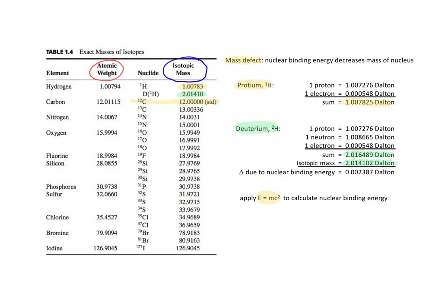For elements heavier than nitrogen, the mass defect actually causes the isotopic mass to be slightly less than the expected integral value. And this deviation can become quite substantial with heavier atoms, as shown with bromine and with iodine.